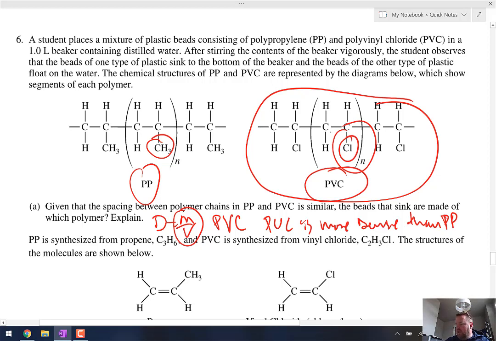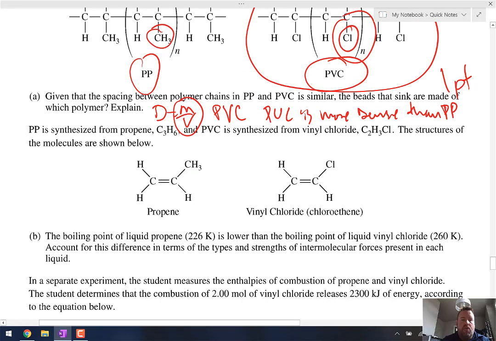Okay, and that is, I'm just checking here, that's a 1 point response. Okay, part B, account for the boiling point differences between propene and this new one, vinyl chloride.